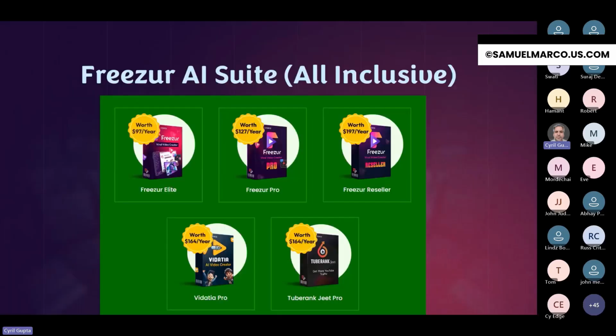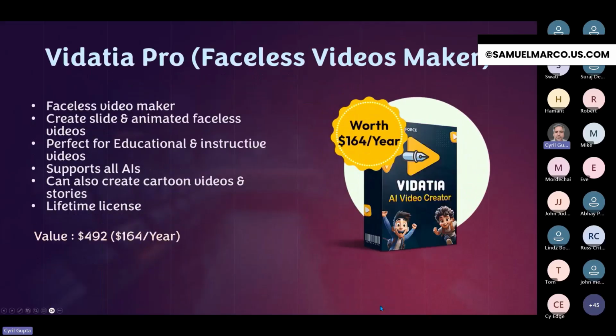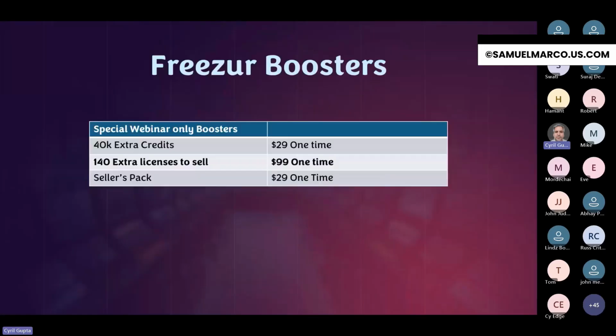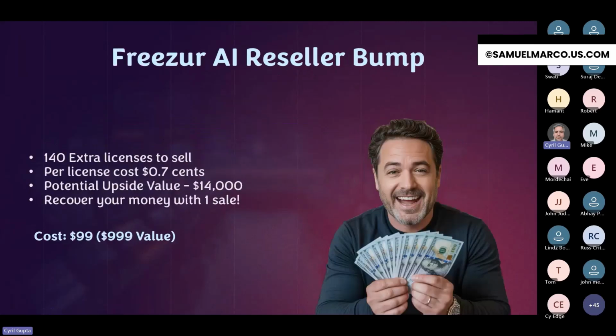Just to remind you, this is what you get today in the offer. There is the Freezur AI suite. You get the Freezur Elite. You get the Freezur Pro, which gives you unlimited AIs, unlimited presentations, unlimited videos, all the capabilities unlocked. You also get Freezur Reseller, which gives you 70 licenses to sell. Then you get Videcia Pro, you get TubeRanjit Pro, plus in the bumps that you purchase, you also got extra 40,000 credits, you get 140 extra licenses to sell, and you get the seller's pack. So everything in that package is now yours.